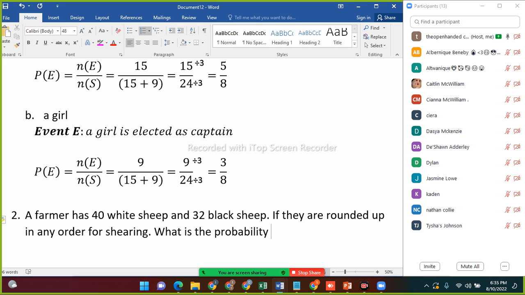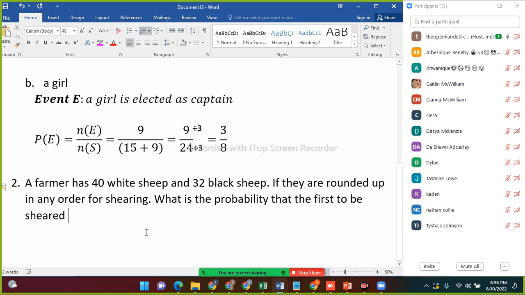Now when we say shearing, we're talking about cutting off the wool from the sheep. So basically giving them a shave, essentially, cutting off their wool to use it to make beds and stuff like that. So what is the probability that the first to be sheared, like I say, we're not talking about cutting pieces, but their hair is cut off. In this case, their wool.